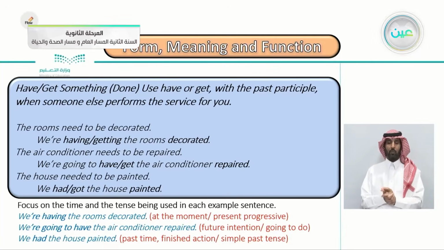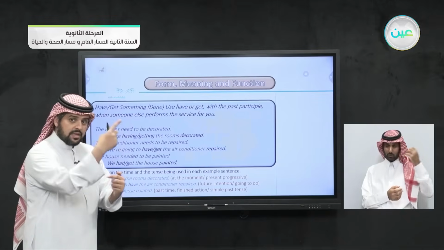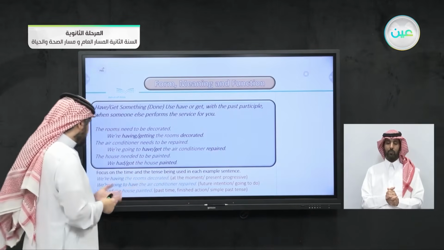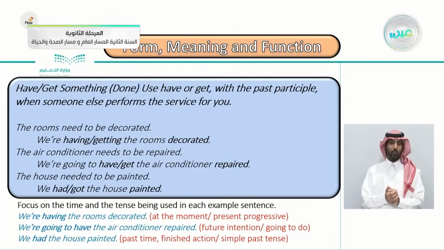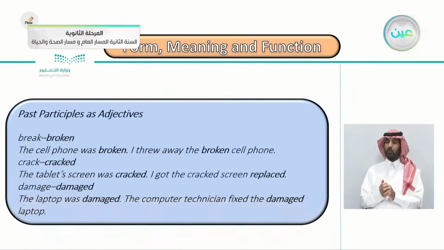The second example: we're going to have the air conditioner repaired. We're going to have, this is talking about the future. Very good. Future intention, going to do. The last one: we had the house painted. Had, this is very obvious, past tense. Again, past time, finished action. Simple past tense.